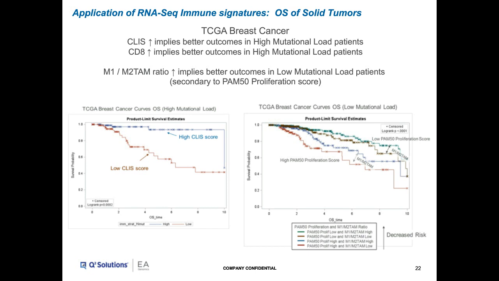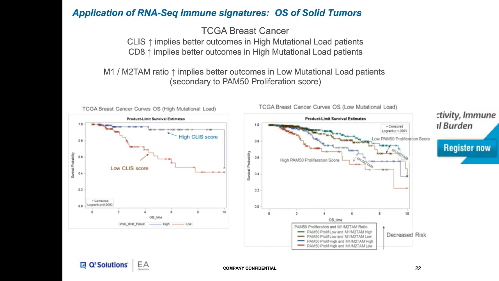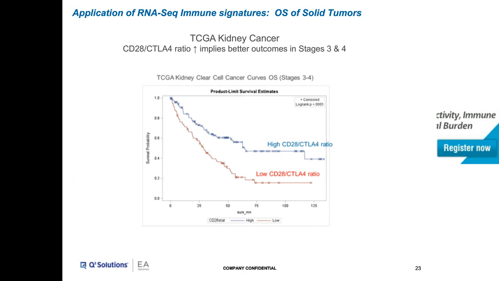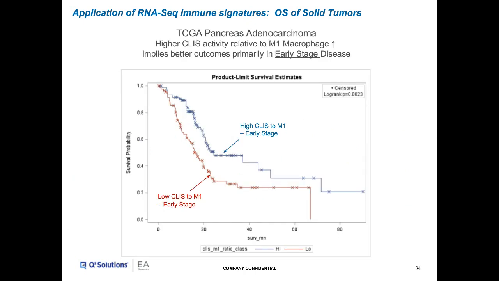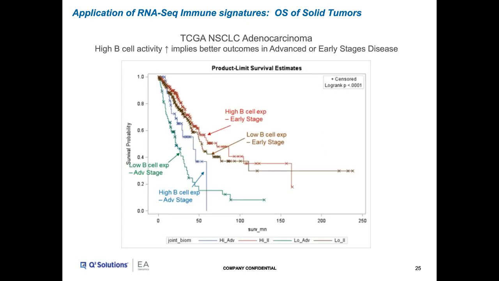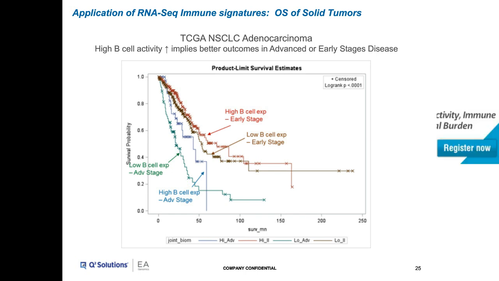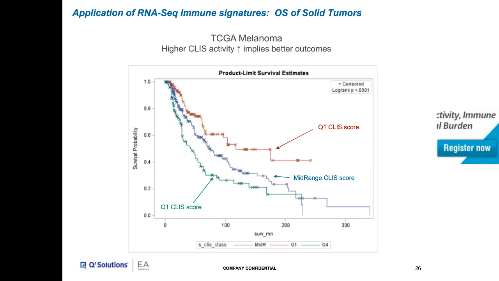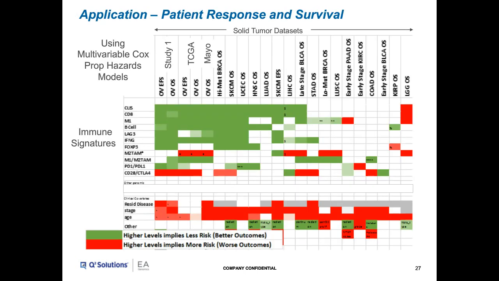And we can go on, and here's another one involving kidney cancer. Here's pancreas adenocarcinoma, a similar type of thing. These immune signatures are separating. Here's one where B cell activity is separating the different groups in non-small cell lung cancer, and then also in melanoma. So all that's very interesting, but I guess this is one way of summarizing it.